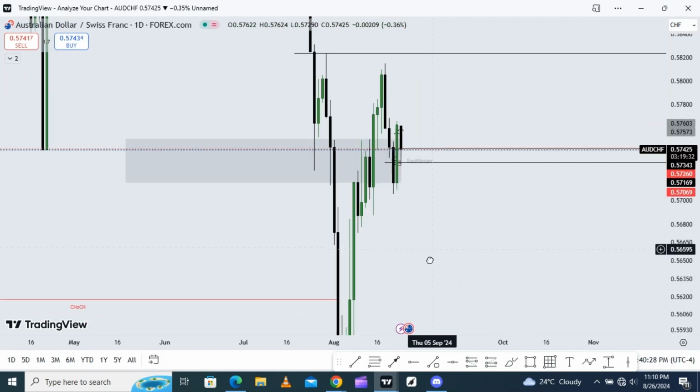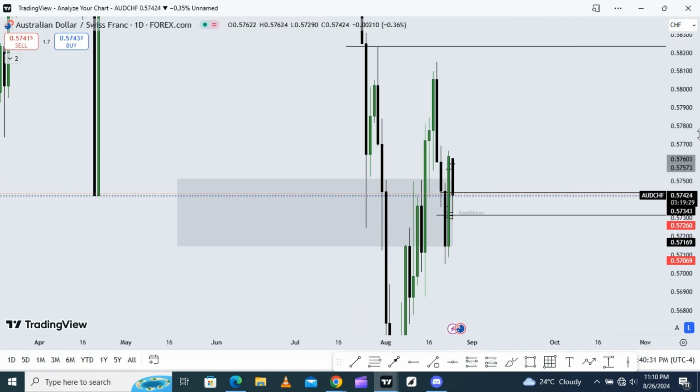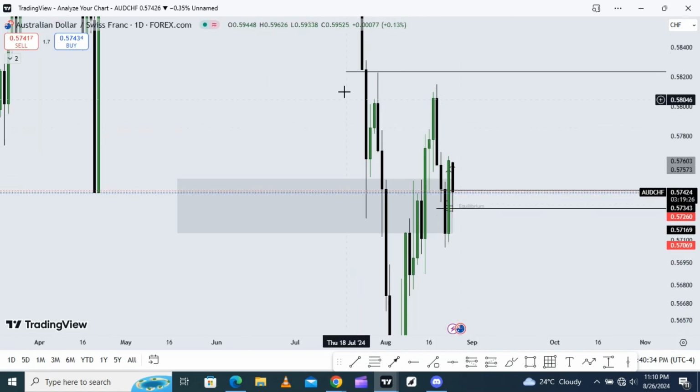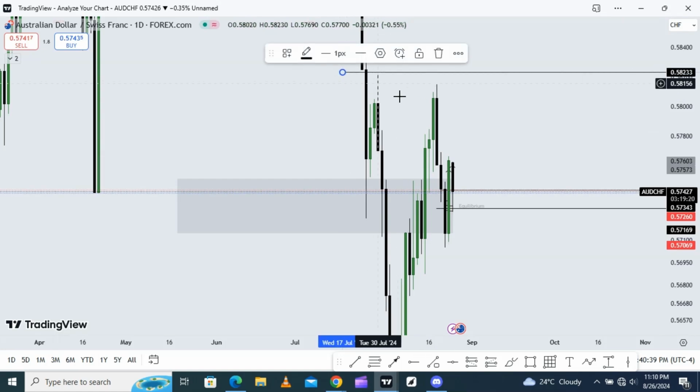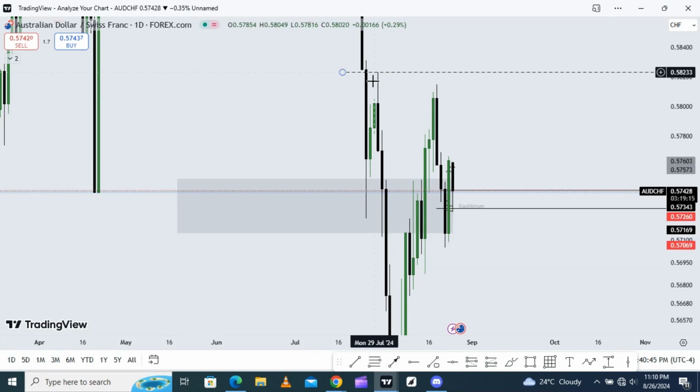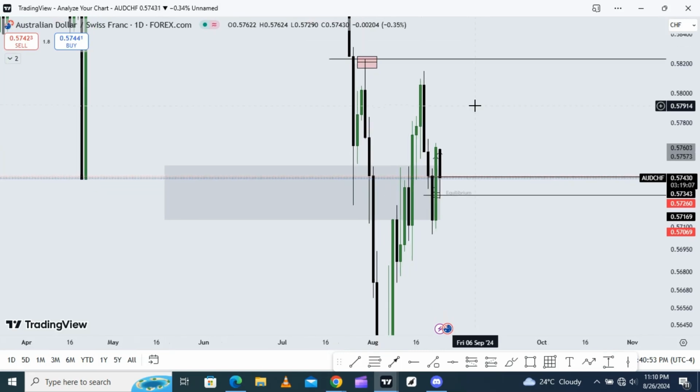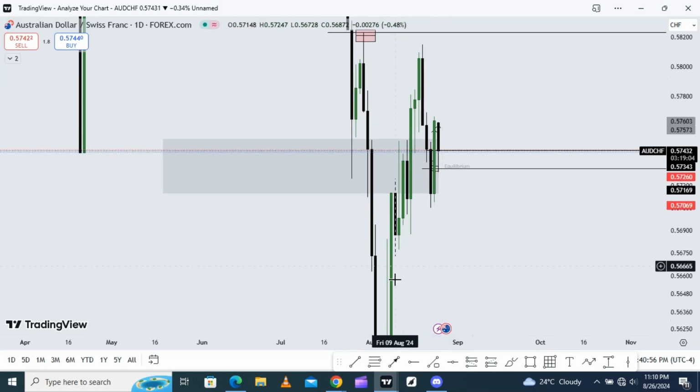And the market came to this level, but the market did not break the buy side liquidity. This is our buy side liquidity. So what you have to do here is wait for the market to come back into your fair value gap. But here we don't have a fair value gap, but we can consider here our order block, this level.